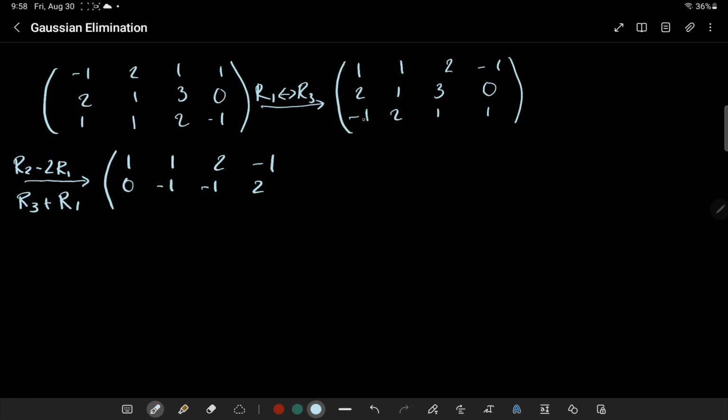Now I'm going to be adding. It's much easier. So -1 plus 1, 0, 2 plus 1, 3, and then 1 plus 2, 3 again, and then 3, 1 and -1, 0, so I get that. Now, I finished that. I have 0 below this pivot.